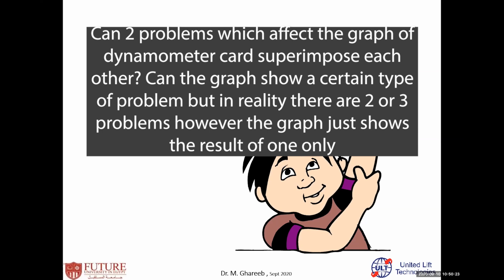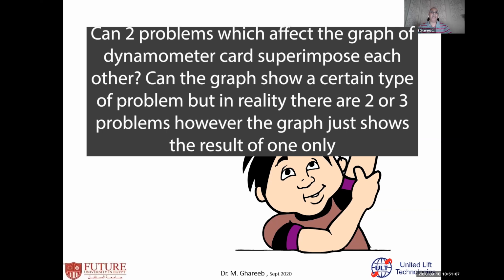Someone asked, can two problems which affect the graph of the dynamometer? Joanna, can you increase your voice? I cannot hear you. Someone says, can two problems which affect the dynamometer graph superimpose each other? Like for example, can the graph show a certain type of problem, but in reality there are two or three problems, while the graph shows just one of them? I cannot hear you because your voice is very low. What I understand is, can the downhole card show more than one problem yet show just one because they superimpose each other?